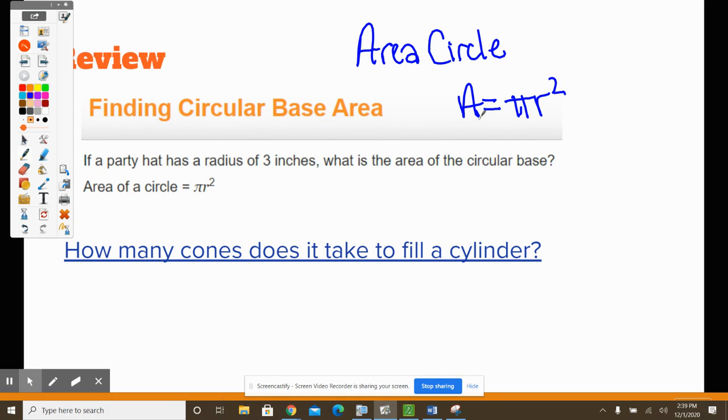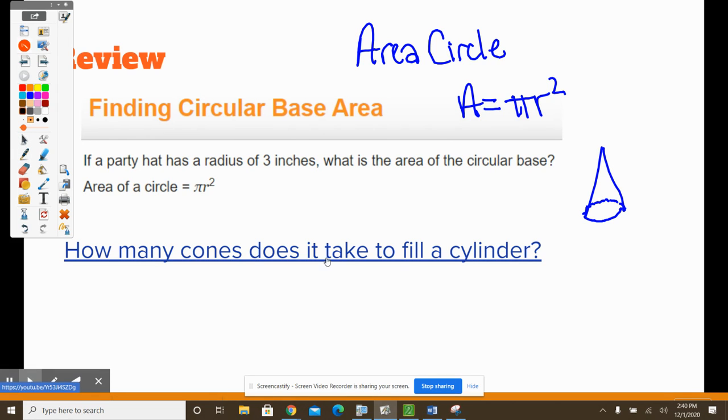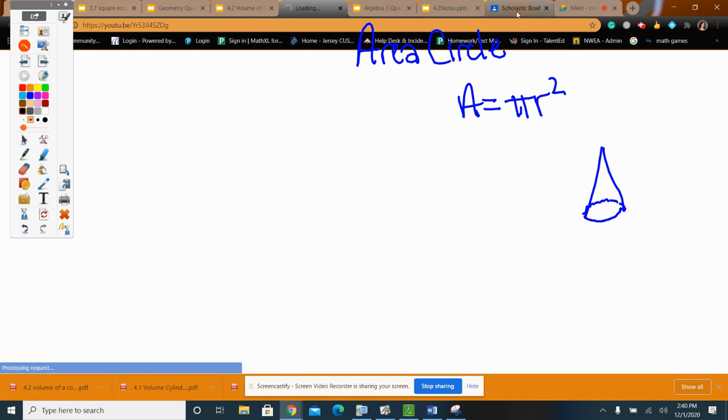But what is different today is a cone does not have as much room as a cylinder. And it's kind of like the pyramid was with the prism. So how many cones does it take to fill a cylinder? I think if we click here, we'll be able to see.